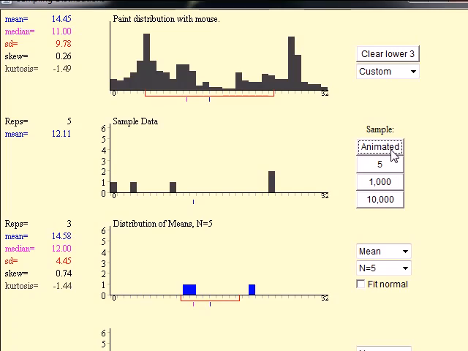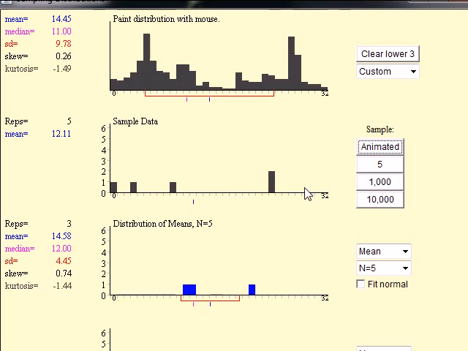Now, I could do this 1,000 times, but it's going to take forever. Just to be clear, this program is actually generating the random numbers. This isn't a rigged program. It's actually going to generate the random numbers according to this probability distribution function. It's going to take 5 at a time, find their means, and then plot the mean.